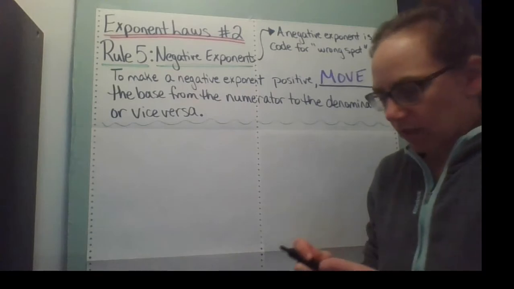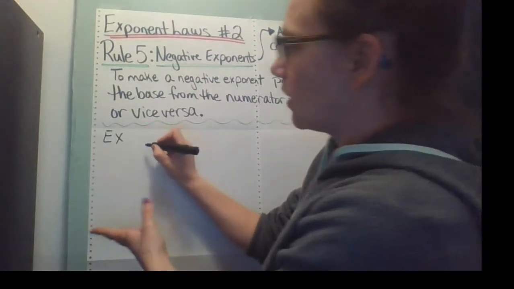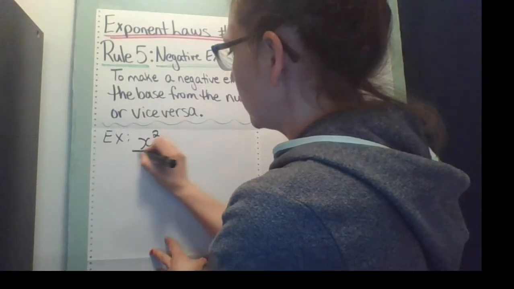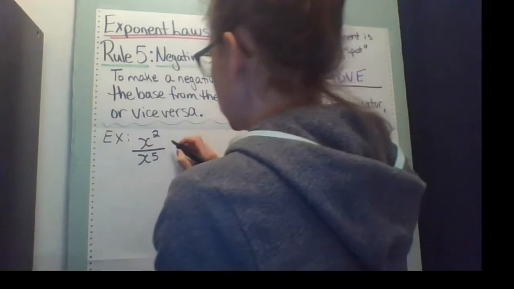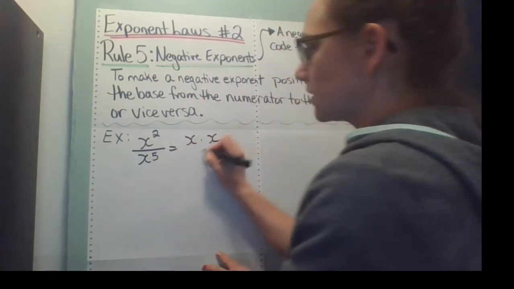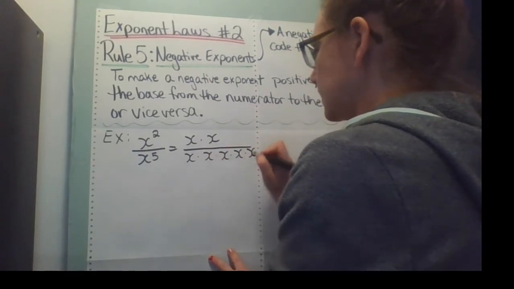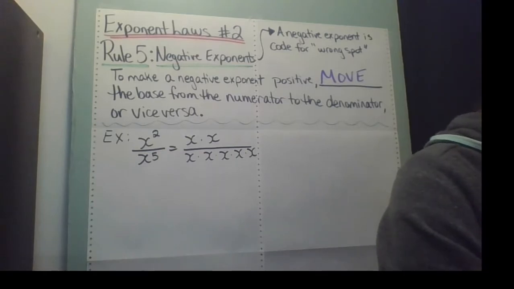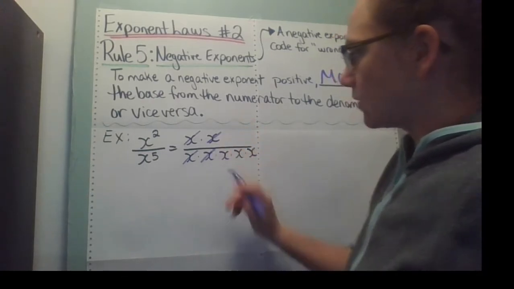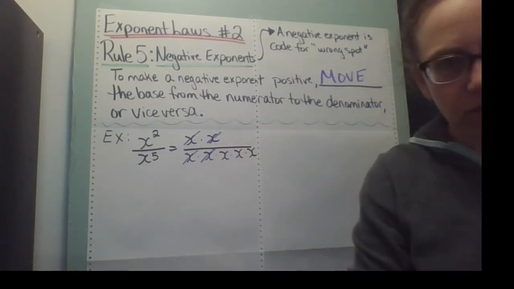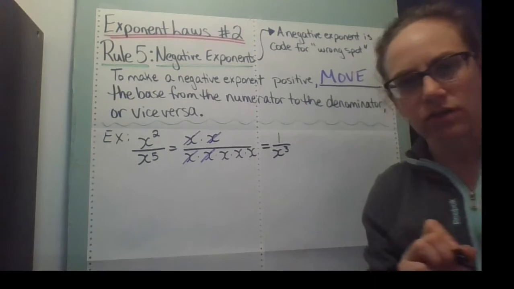What are we even talking about? Okay, let's write an example and figure it out. If I gave you x squared divided by x to the 5, let's expand that out and see what happens. You've got 2 x's up top and 5 x's in the bottom. So let's cancel. This one cancels with that one, this one cancels with that one. So I'm left with 3, but the ones I'm left with are down in the denominator. So my final answer here is going to be 1 over x cubed.